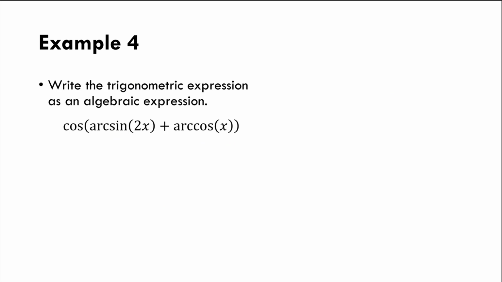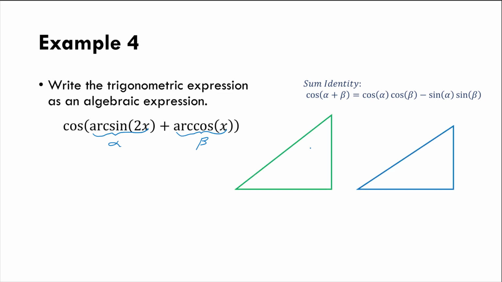Example 4: write the trigonometric expression as an algebraic expression. This one can be a little bit tricky, but we can use our sum identities and difference identities for these. In this one, we're going to use the sum identity for cosine. We're going to call arc sine of 2x our alpha, and arc cosine of x our beta. We just need to look at these two reference triangles in order to write this as an algebraic expression.